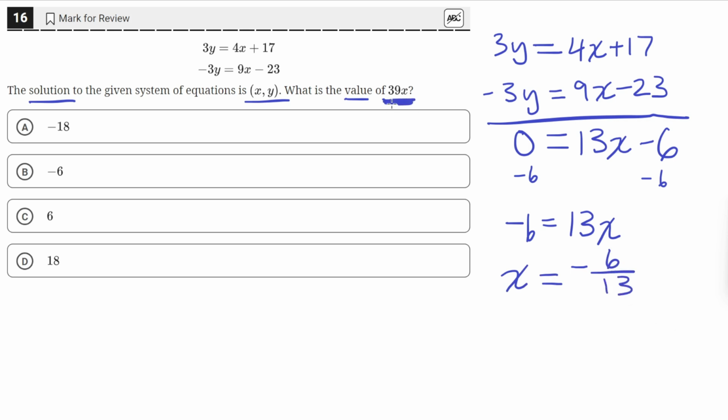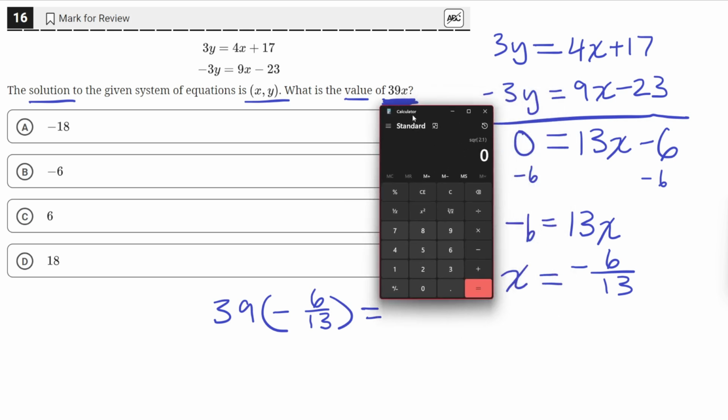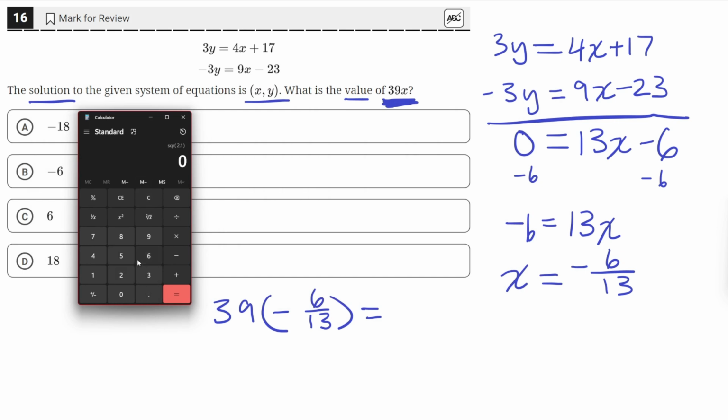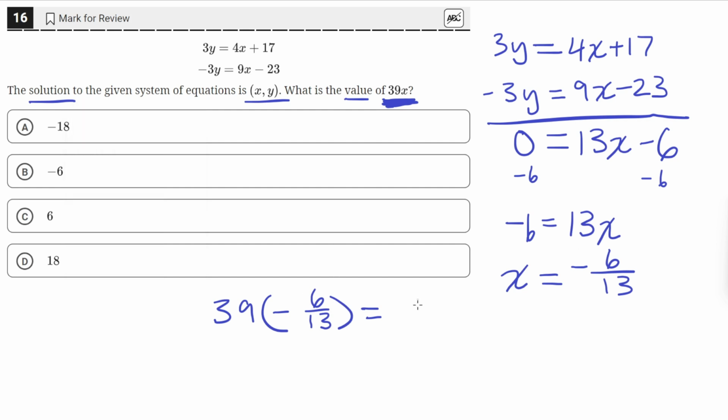So we just need to find the value of 39x. We don't need to actually solve for the value of y. All we can do is just plug in the value of x, which is negative 6 over 13, into this expression here, so 39 times x, and just get the value of 39x. So 6 divided by 13, that's equal to this here, and then just multiply that by 39, and we get 18. There's one negative sign, so it means we get negative 18. So 39x is just equal to negative 18. So A is the correct answer.